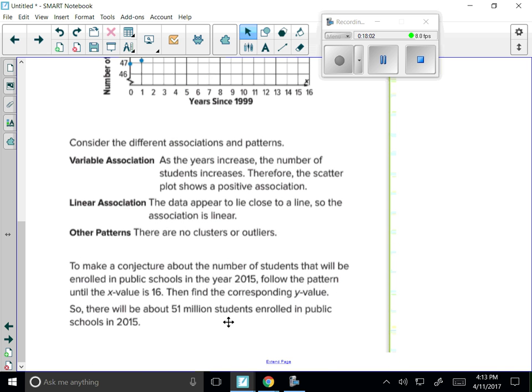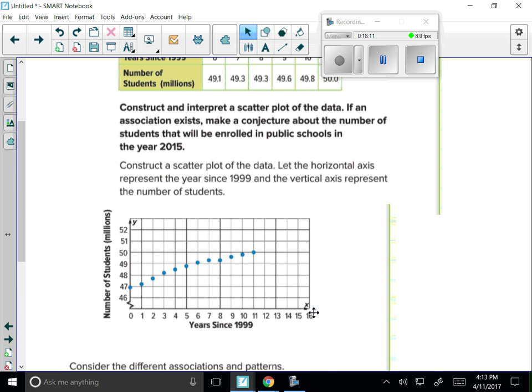And so right here, they put about what we got. So it says there will be about 51 million students enrolled in public schools in 2015. So if you look, 51 million is right here. Now, that is just an estimate and a prediction. So even if you get a different number, getting about the same as somebody else is just fine too.